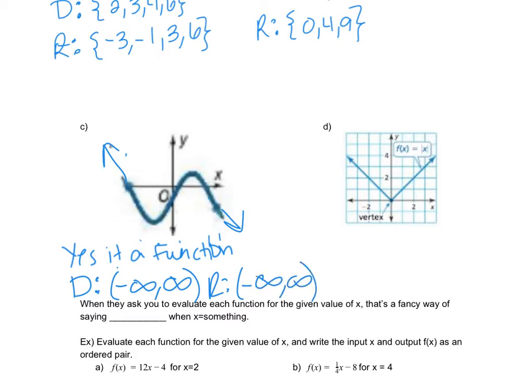All right, now let's talk about letter D, the graph of absolute value of x. So is it a function? Does it pass the vertical line test? It's a function.